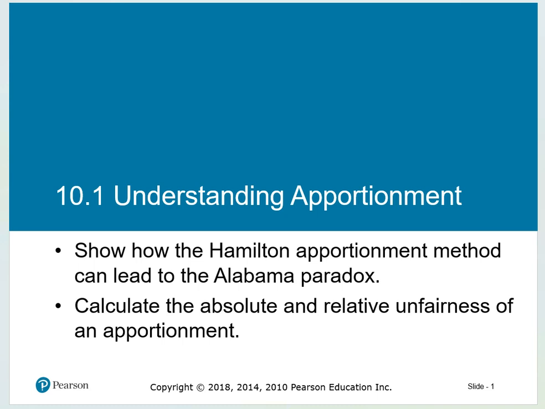All right, so we're into chapter 10 right now, and we're going to be covering apportionment, and we're going to talk about Alexander Hamilton's method of apportionment and how it caused something called the Alabama paradox. And then we're also going to calculate absolute and relative unfairness.